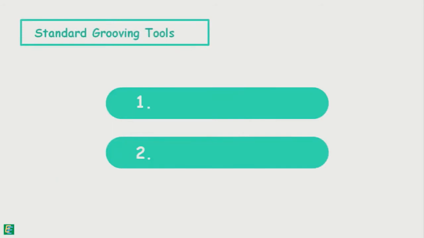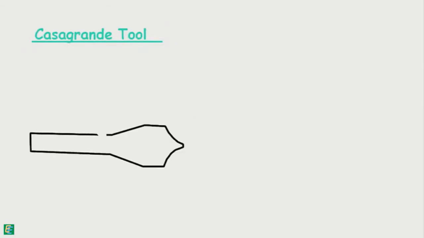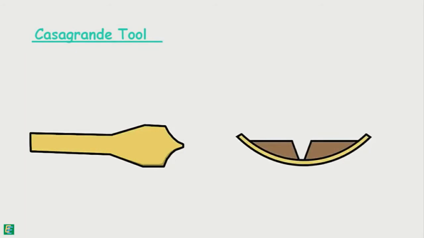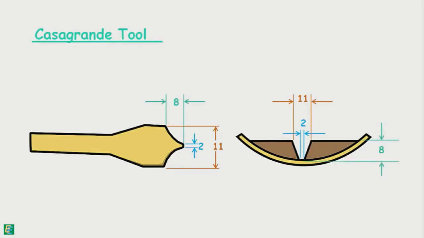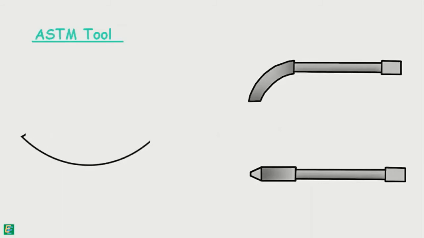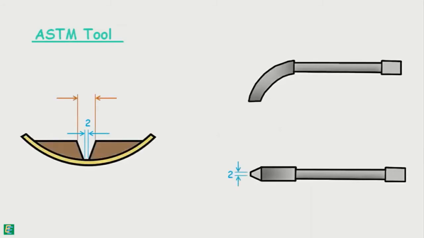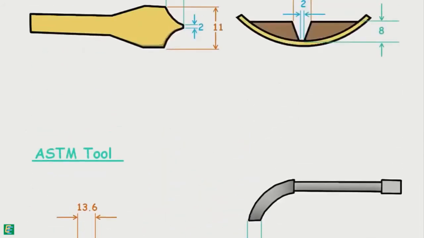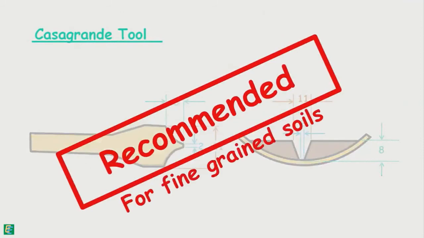But there are two types of standard grooving tools available. One is Casagrande tool and other is ASTM tool. This is Casagrande tool. And this is how the soil profile will look like when the groove is cut. This tool cuts the groove of width 2 mm at the bottom and 11 mm at the top and 8 mm deep. And ASTM tool cuts the groove of width 2 mm at the bottom, 13.6 mm at the top and 10 mm deep. The Casagrande tool is recommended for normal fine-grained soils.